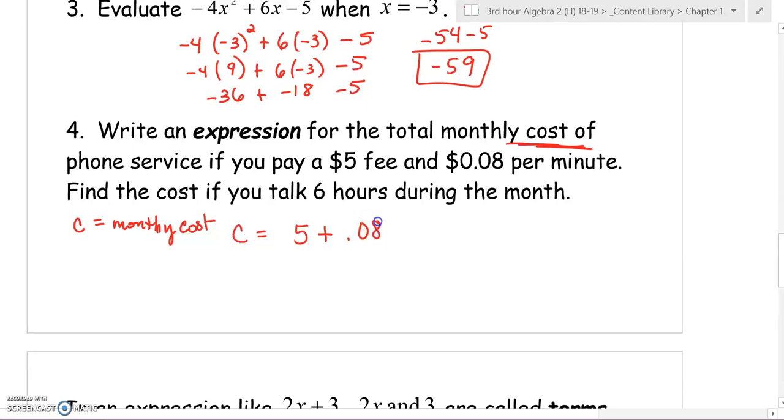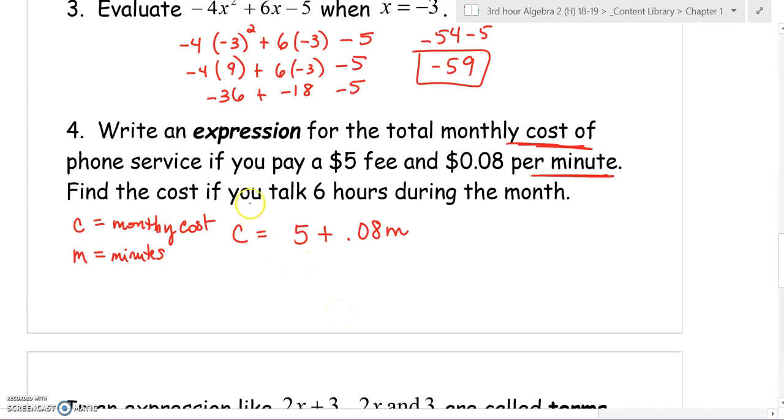8 cents per minute. So there's another variable. I'm going to use M for how many minutes I talk, because the cost depends on how many minutes I talk. So the cost is $5 plus 8 cents. Notice I have 5, so I can't use 8 for 8 cents. I have to use 0.08 so that I use the same units, 0.08 times M.